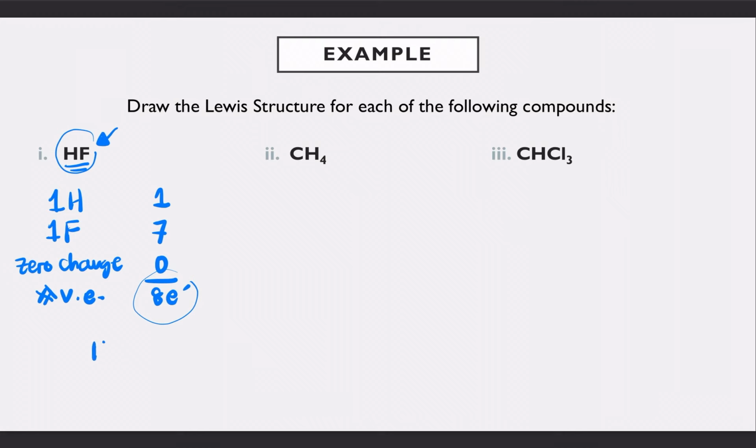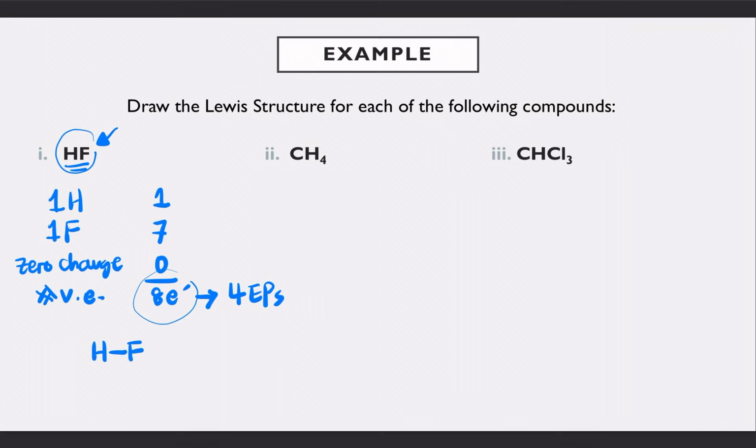So now we are going to write down HF. Okay, this one we are going to form the skeletal structure. So then we are going to put our one bonding pair. Okay, so from here, from the total number of valence electrons, you know that you have 4 electron pairs. Okay, because you have 8 electrons, 8 divided by 2 is 4.